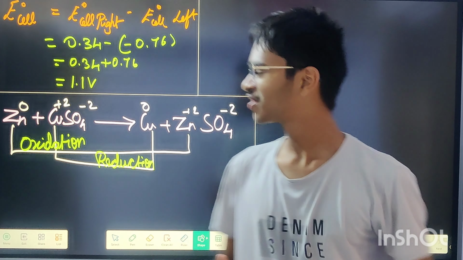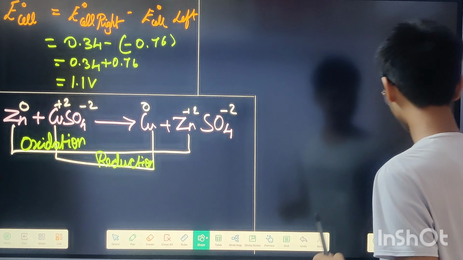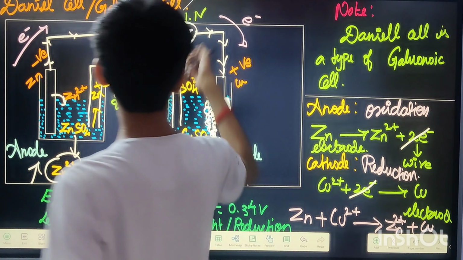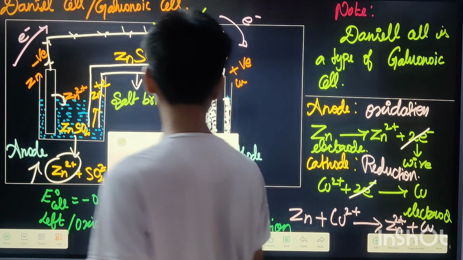In our last part, we have seen what is a Daniell cell, what is a galvanic cell, what is a voltaic cell. Voltaic cell is the name of chemical cell. Okay, you can just note it down.